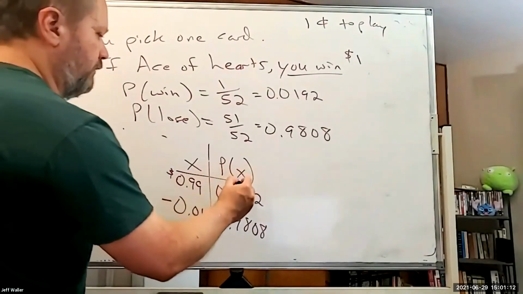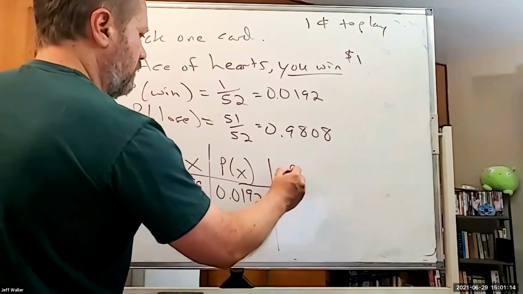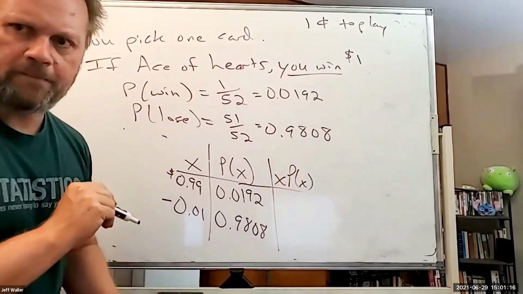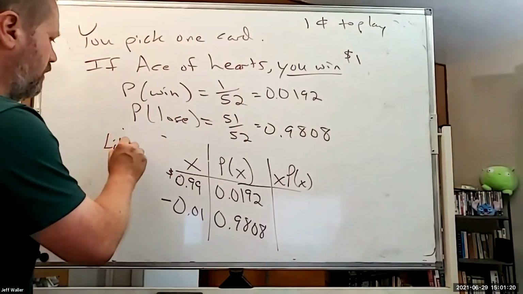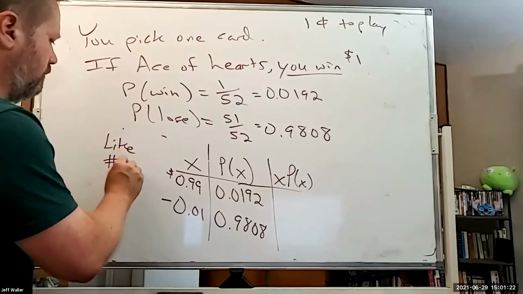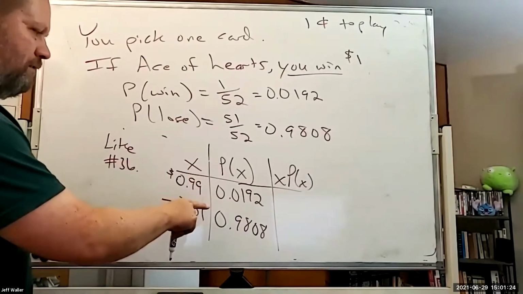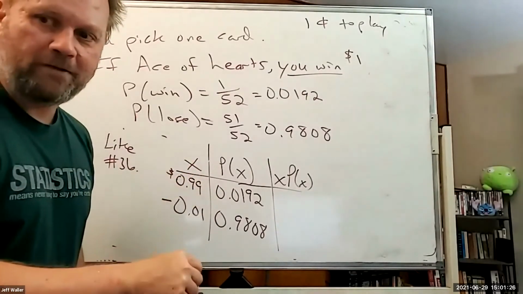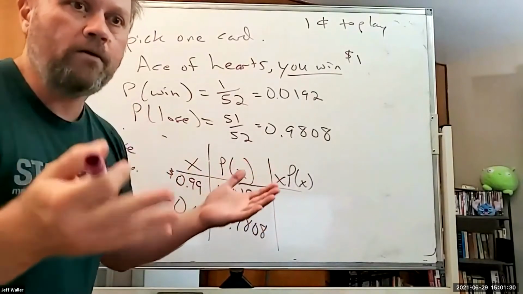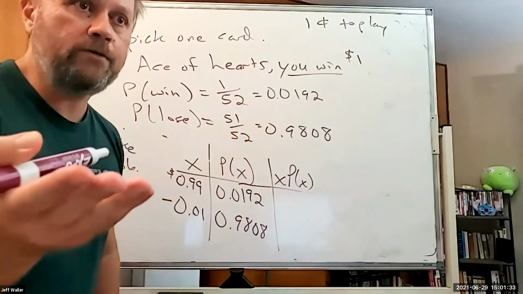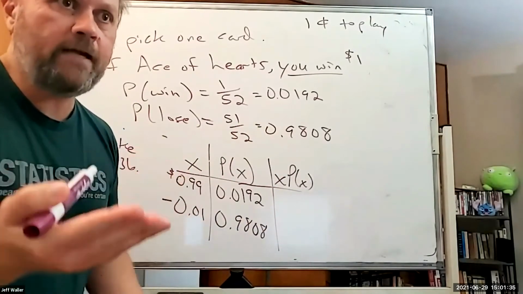How would you get this answer? You'd have to do x times p of x and then add them all up, right? You guys with me? So this is what you have to do. This is like number 36. You must do this to really be able to answer the question. You can't just say it's too unlikely to win. This is unlikely to win, and you guys would play in some situations, so you can't stop there.